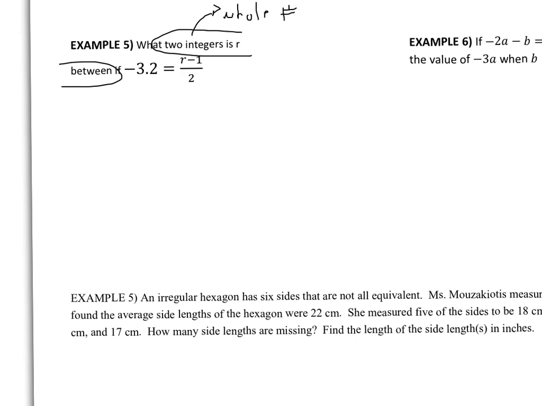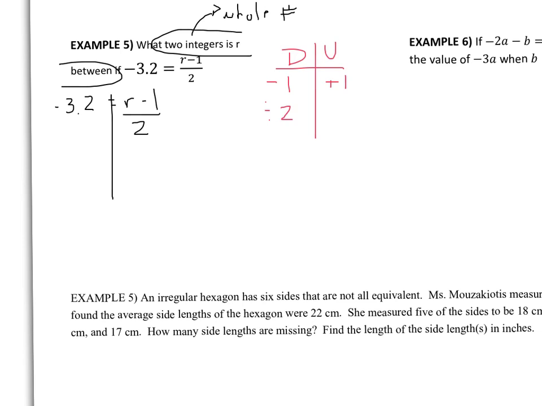So I'm going to rewrite the equation we have. It's negative 3.2 is equal to (r minus 1) over 2. And just like we learned previously, we're going to use our do and our undo box to solve this two-step equation. So I'm going to make my do and my undo box over here. The first thing I see happening to r is that we are subtracting 1. So to undo that, I'm going to add 1. The next thing I see happening to r is that we are dividing by 2. So I'm going to multiply by 2.